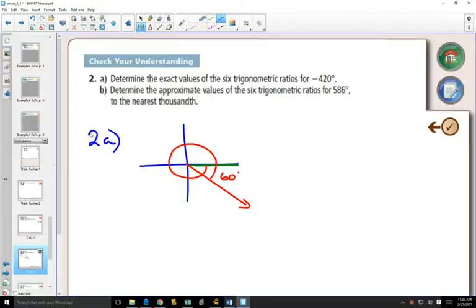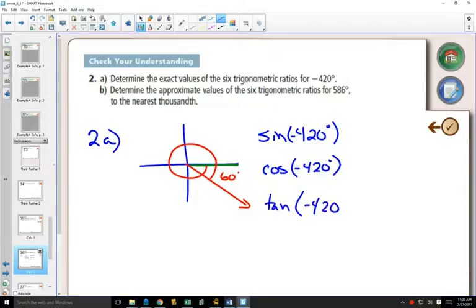So then we can now say, from our pie plate, sine of negative 420 degrees, cos of negative 420 degrees, and tan of negative 420 degrees. So at 60 degrees, do you remember which one was equal to a half? Sine, cos, or tan? Cos was equal to a half.